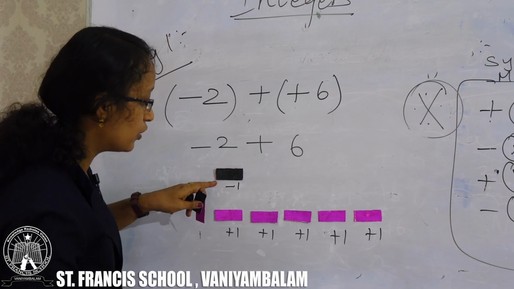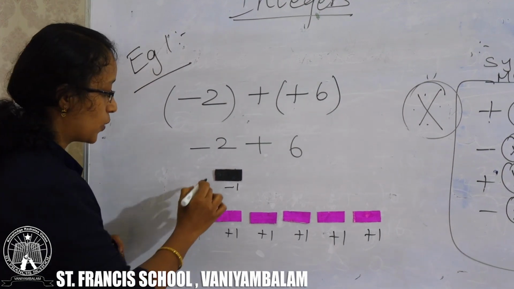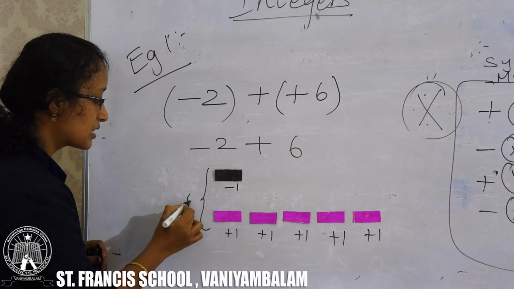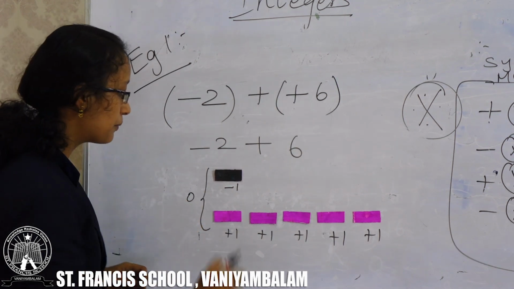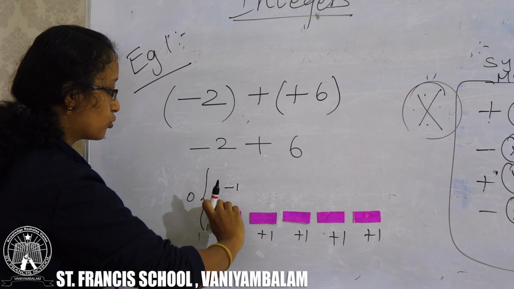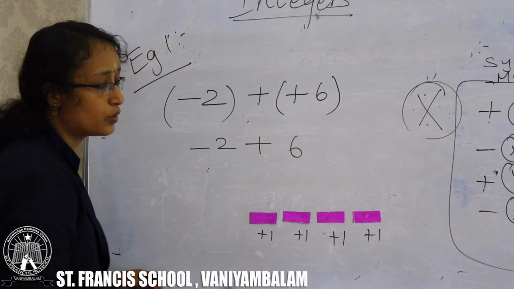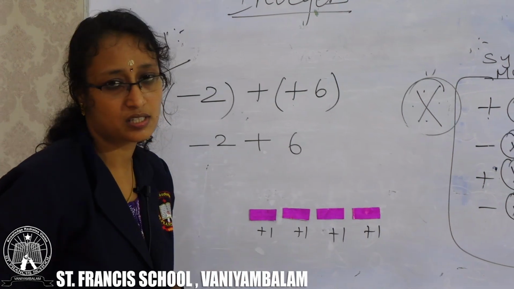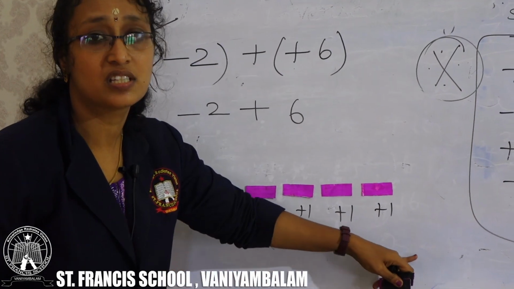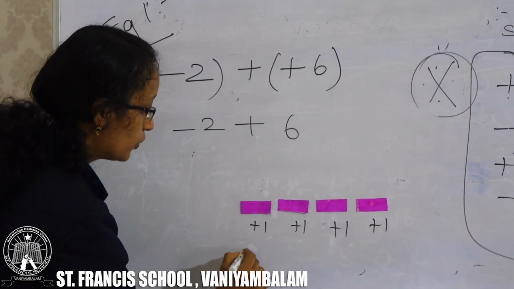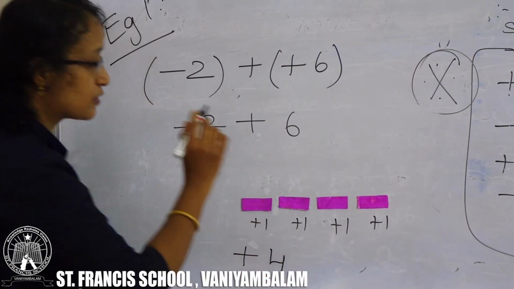Next, again you have plus 1 and minus 1. Same number but different symbols gives 0. So I am going to remove the second set also. Then check what is remaining. You can't do any calculations here. You have only the positive integers 1, 2, 3 and 4. So you can write it directly, plus 4.